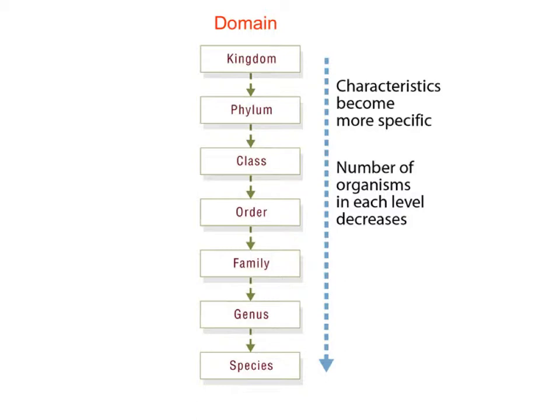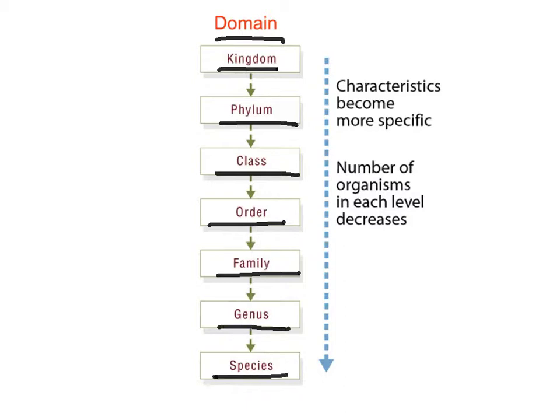Here we have the entire 8-level system listed. Every living thing is classified into one of 3 domains. All living things in domains are then sorted into kingdoms. Then they are further sorted into phyla, classes, then orders, families, and finally the genus, and the most specific is the species.